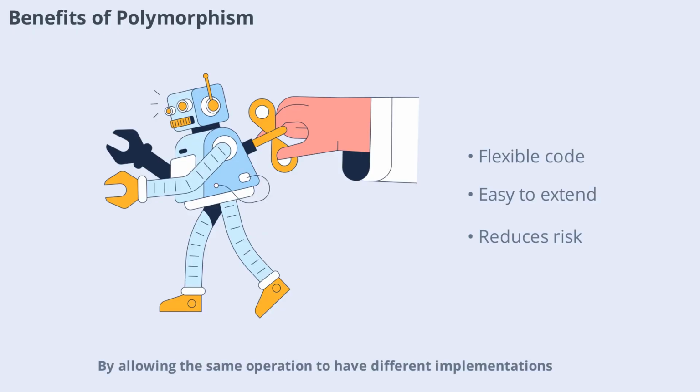Polymorphism makes your code more flexible and easier to extend. By allowing the same operation to have different implementations, you can introduce new features with minimal changes. This reduces the risk of breaking existing functionality and helps your software evolve smoothly as requirements change. It's a key reason why object-oriented systems are so powerful.